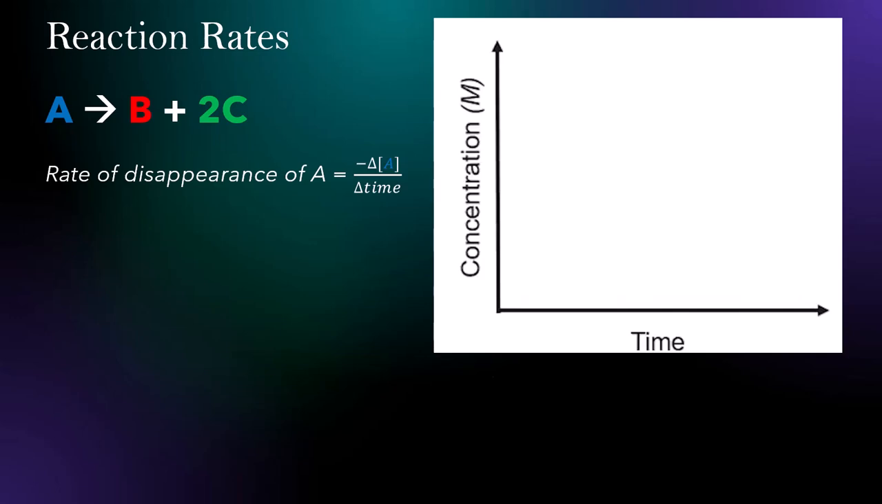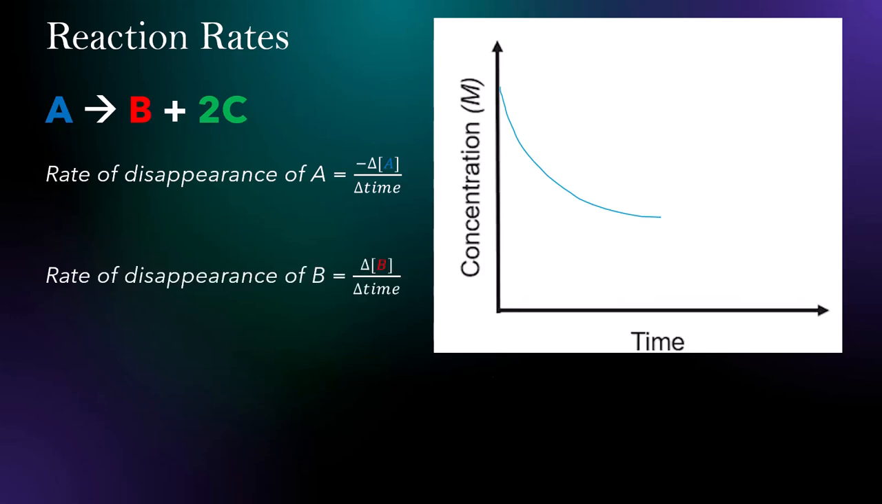Now, what's that going to look like on the graph? Well, let's say that it looks like this. And that makes sense because we know that the concentration should be decreasing over time, which is what the graph is showing. So now, let's talk about the rate of appearance of B. Well, B is going to appear at the same rate as A is disappearing because the molar ratio is 1:1.